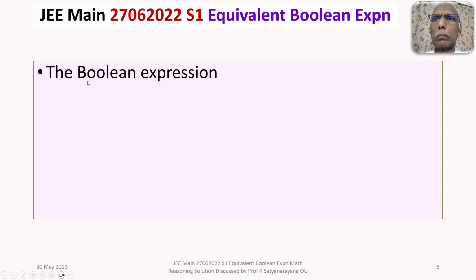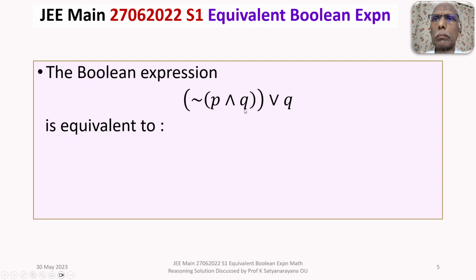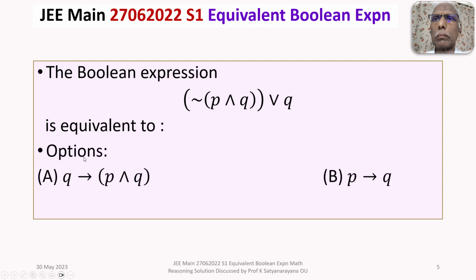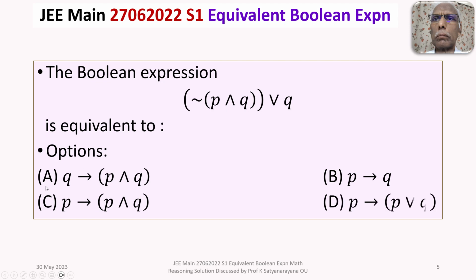The given question is the Boolean expression negation of (P and Q) or Q, which is equivalent to. We are given four options. Option A, Q implies P and Q. Option B, P implies Q. Option C, P implies P and Q. Option D, P implies P or Q.